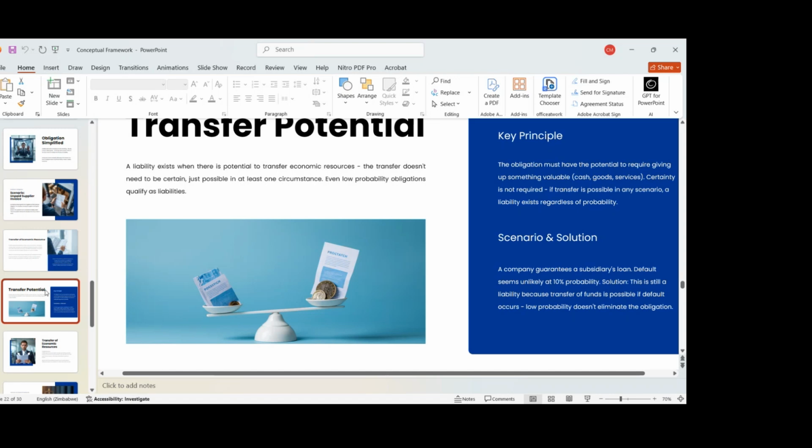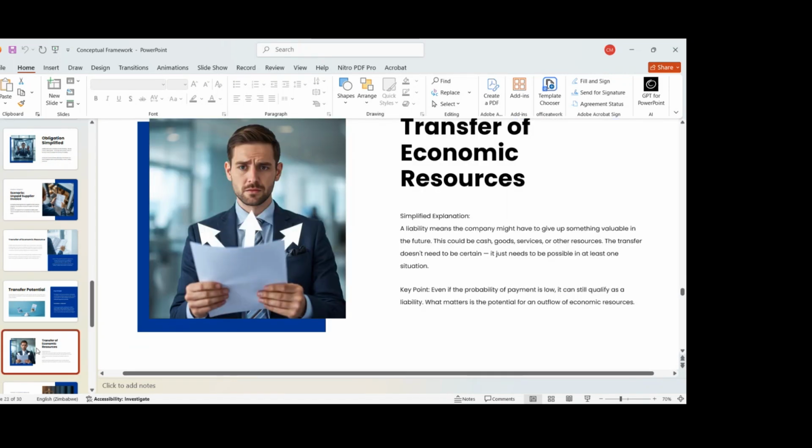A good example: a company guarantees a subsidiary's loan. Default seems unlikely, at 10% probability. So this is a liability. Why? Transfer of funds is possible if a default occurs. Low probability doesn't eliminate the obligation. Still on transfer of economic resources, a simplified explanation.